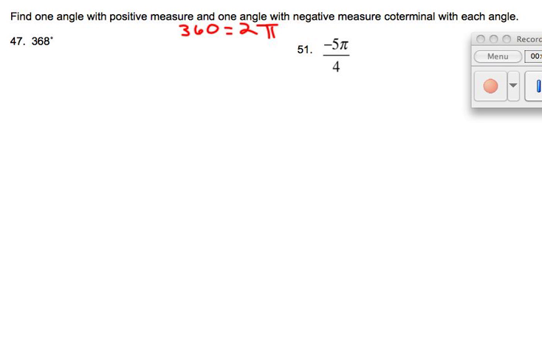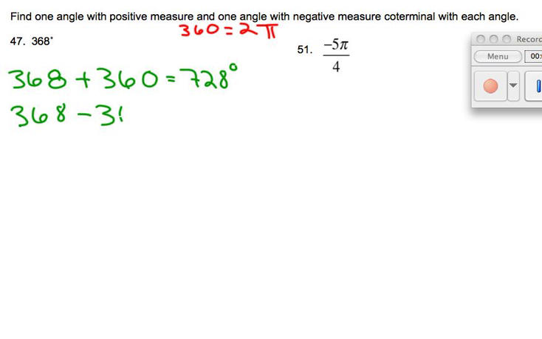So on problem number 47, I'm going to take my 368, I can add 360, and when I add 360, I come up with 728 degrees. There's a positive coterminal angle. If I take my 368 and I subtract 360, I come up with 8 degrees. You can't stop there. That's still a positive coterminal. There's multiple answers that are always possible. Here's 2 positive coterminal ones.